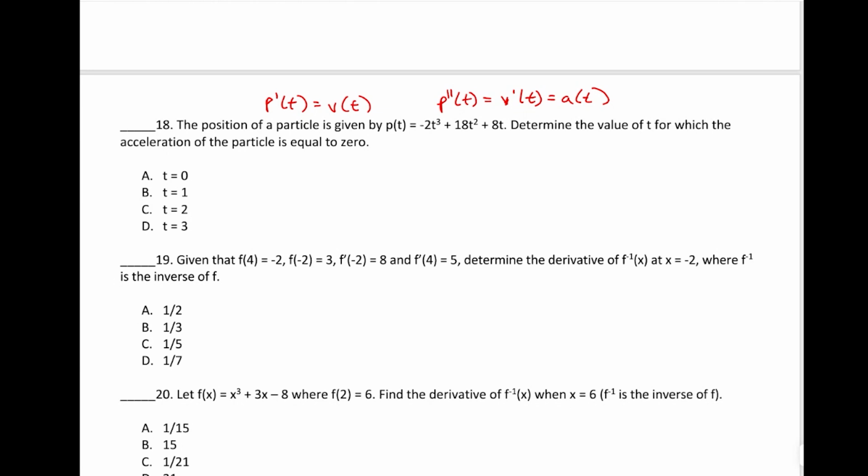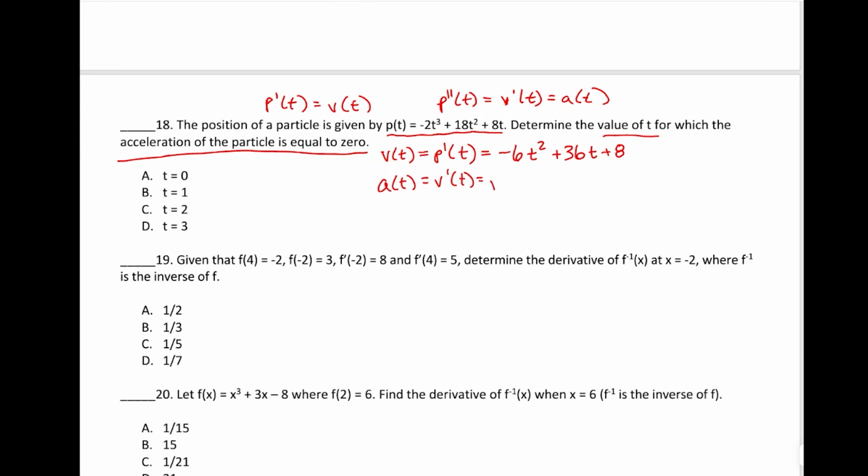So anyway, we're trying to find the value for t for which the acceleration is equal to 0. First we have to find the acceleration. They give us p here. Let's start by finding v. We said before that velocity is the derivative of the position. So that would be negative 6t squared plus 18 times 2, 36t plus 8. And our acceleration, which is the derivative of velocity, or the second derivative of position, would be negative 12t plus 36.